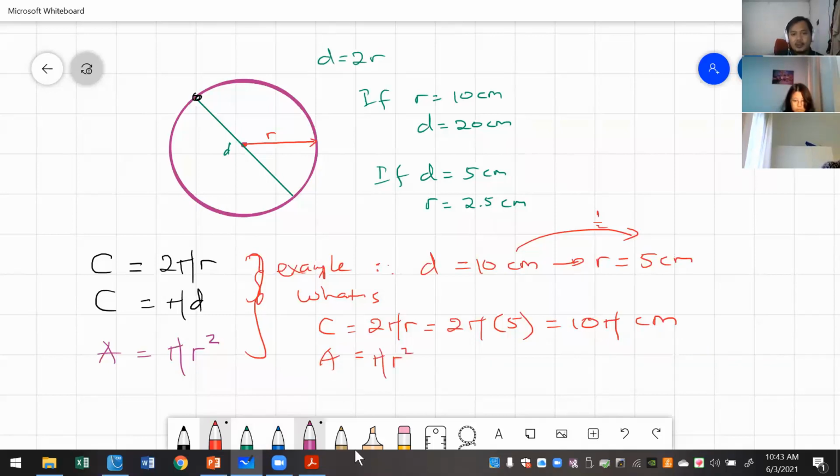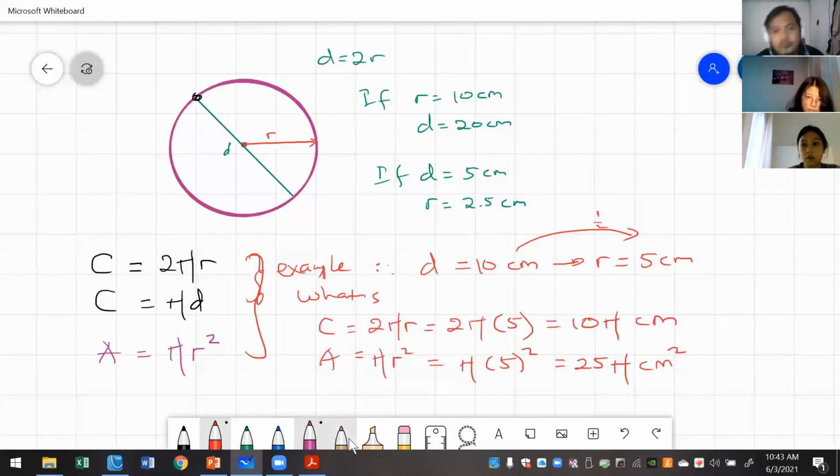It's pi r squared, right? So it's pi times 5 squared. And be careful, the one that is being squared is only the 5. So 5 squared is 25. So this is 25 pi centimeters squared. A simple fact. So this is the circumference and the area of a circle.